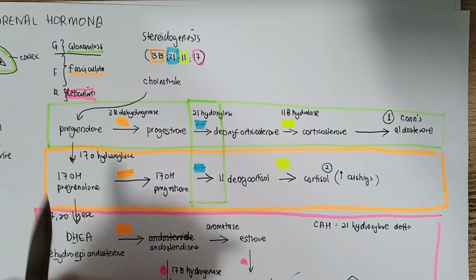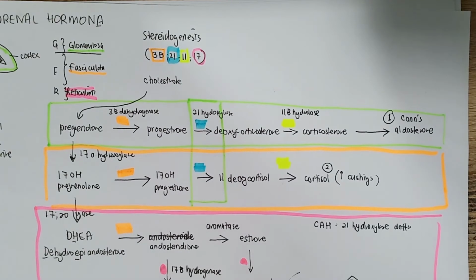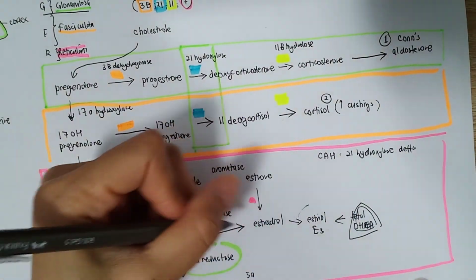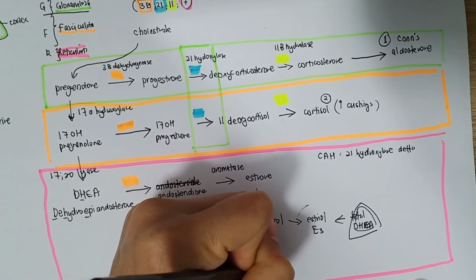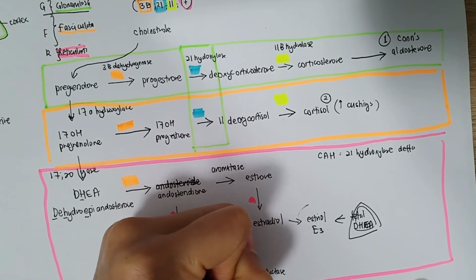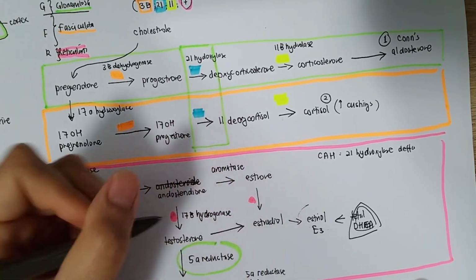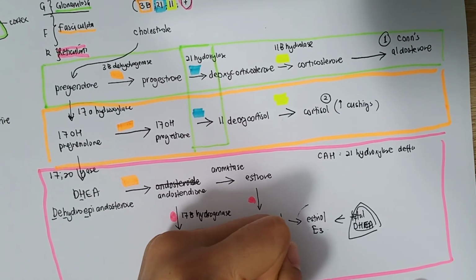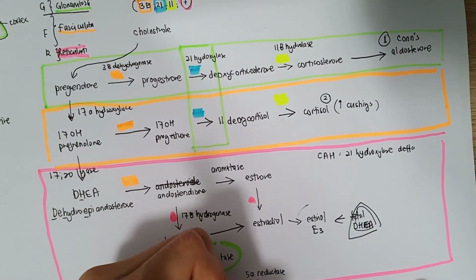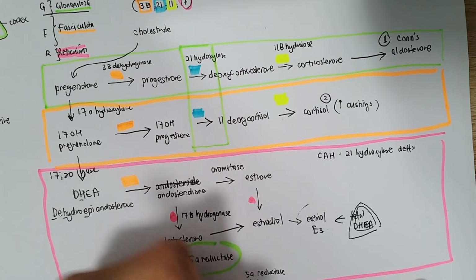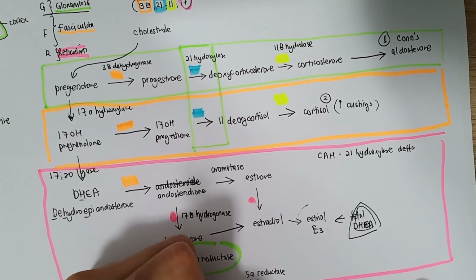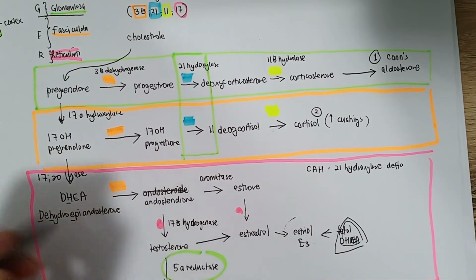And then if we have a problem with 5-alpha reductase, we're going to have 5-alpha reductase deficiency, which presents with ambiguous genitalia. Due to this, it's phenotypically female, but genotypically a male. That is 5-alpha reductase.